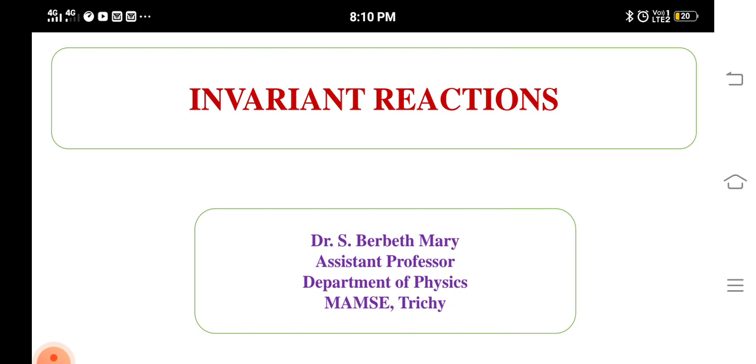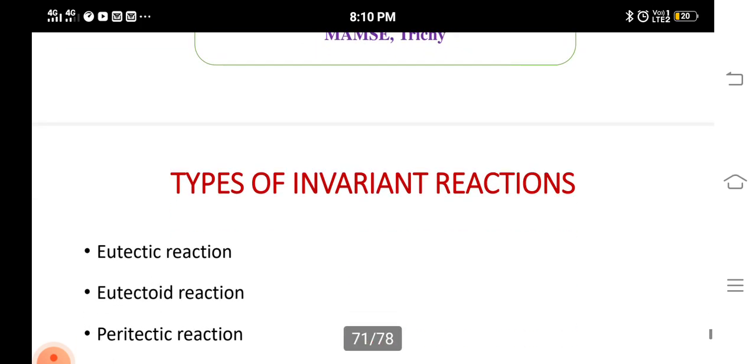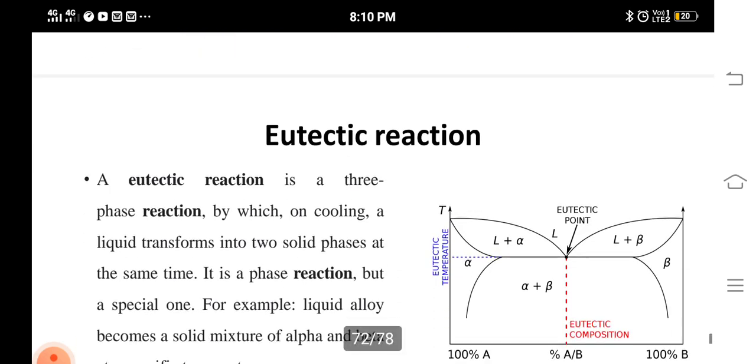In case of invariant reactions, the variables like temperature and pressure cannot be changed simultaneously. We'll see some of the invariant reactions. We have different invariant reactions: eutectic reaction, eutectoid reaction, peritectic reaction, peritectoid reaction, monotectic reaction, and syntectic reaction. Here we will see them one by one with an example.